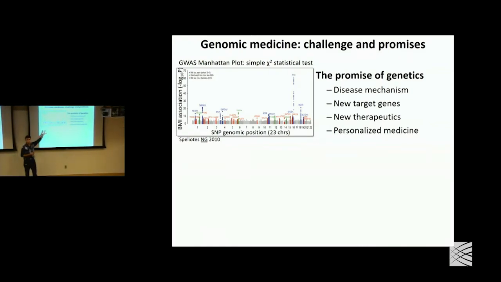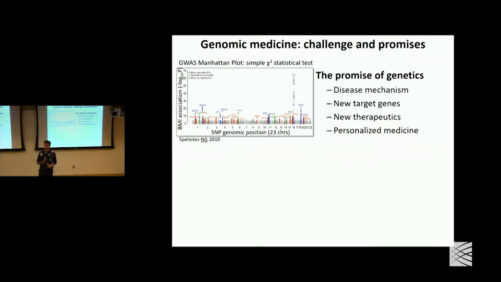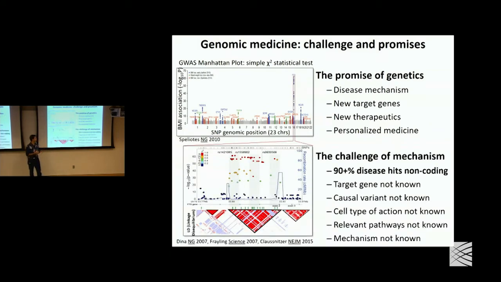The goal of genetic studies is to uncover, in an unbiased way, disease mechanism in order to enable the discovery of new pharmaceutical target genes so that we can enable new therapeutics and ultimately enable personalized medicine. This is very much the goal, this is very much the vision, and this remains the target of why we're doing all of this mapping of the human genome, mapping of genetic variation, association of that genetic variation with disease, and so on and so forth. But this also comes with a huge challenge.